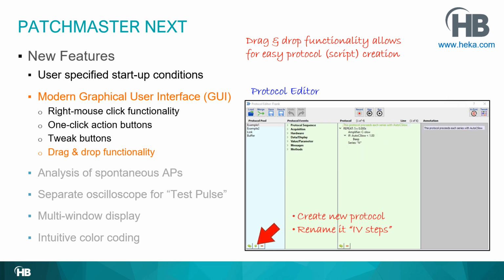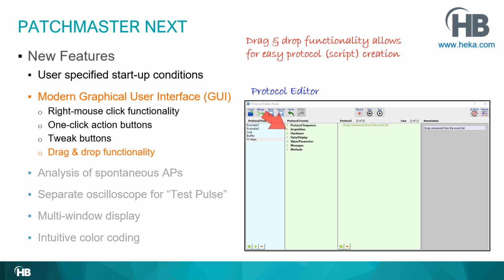And how do you now create a new protocol? It's pretty straightforward. You press on the little plus button. Then you can also rename it, which I did here. I called it IV steps. And here I would like to just now do a small little protocol, create a small little protocol that would execute a stimulation sequence multiple times.